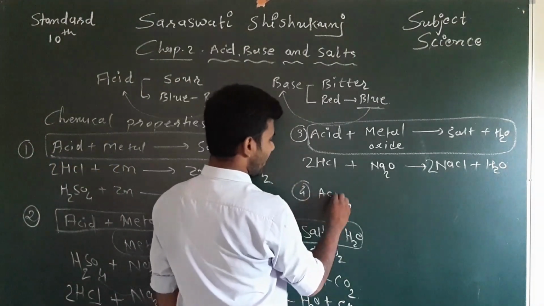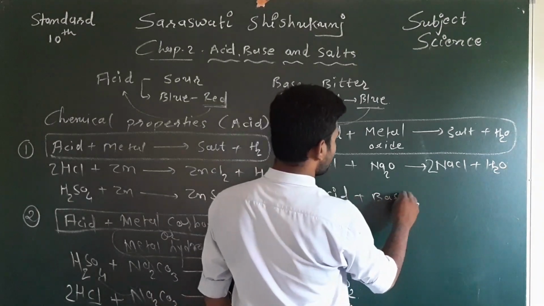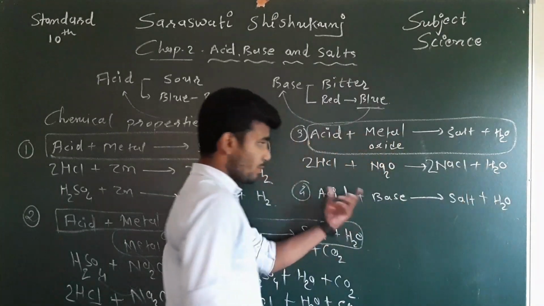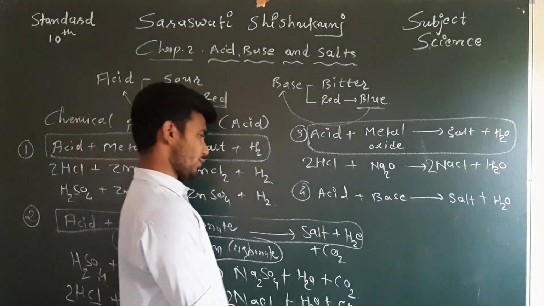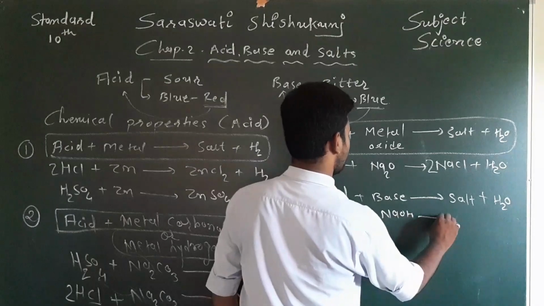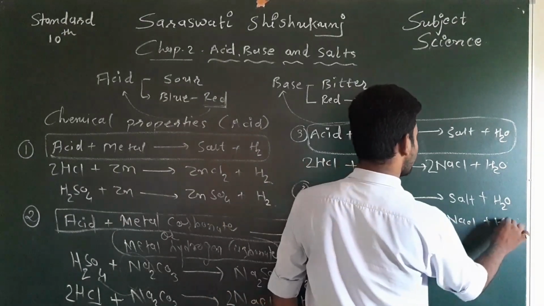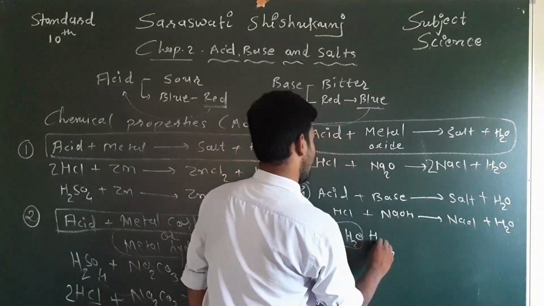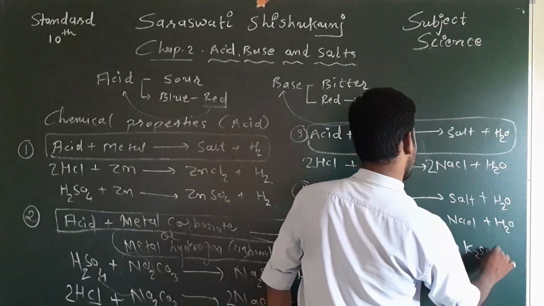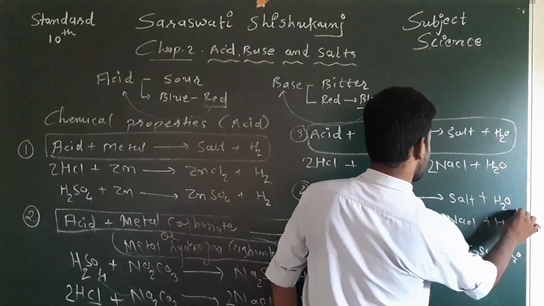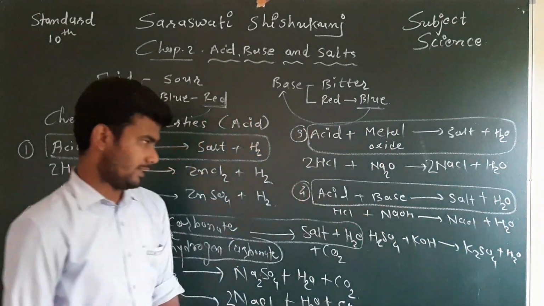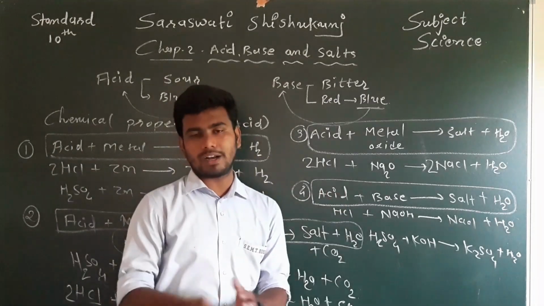Fourth one, acid plus base also gives us salt plus water, and this process is called neutralization reaction. HCl plus NaOH gives NaCl plus H2O, or you can take H2SO4 plus KOH gives us K2SO4 plus H2O. So this is our fourth characteristic of acid. This reaction is also called neutralization reaction.